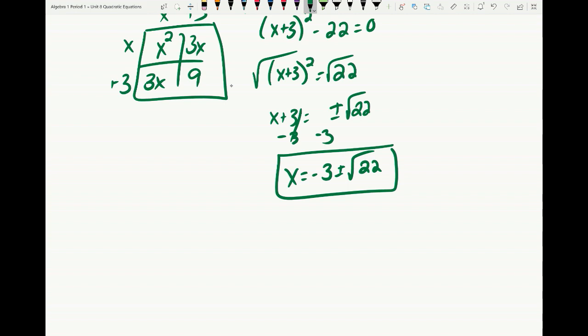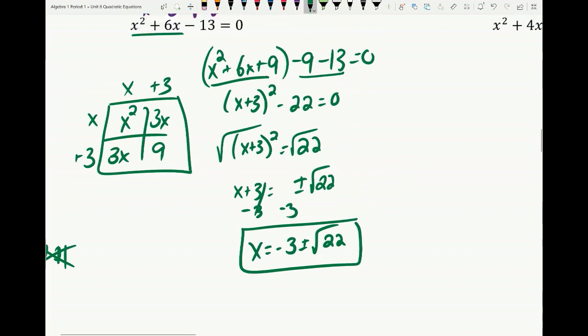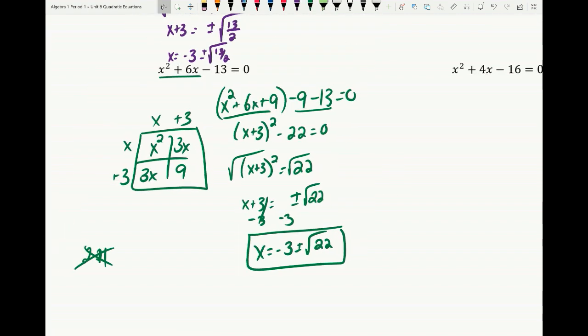-3 plus or minus the square root of 22. The only way I know how to tear apart 22 is 2 times 11, but those aren't perfect squares. So hopefully you got -3 plus or minus radical 22.